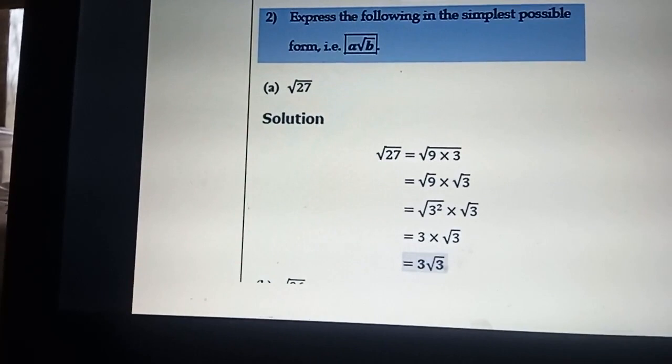So this is an assignment for a task. You can do it by yourself. Simplify each of the following. 3 root 2 times 5 root 8. 10 root 3 times 6 root 3. 2 root 6 times 5 root 7. You can simplify these as an assignment.